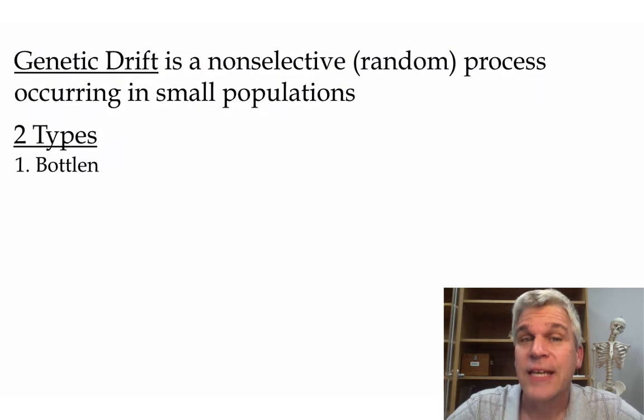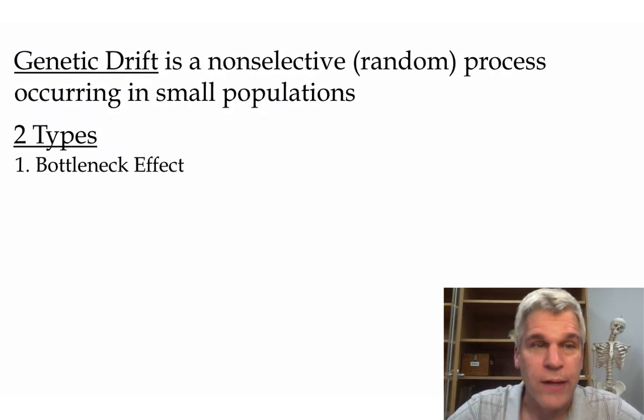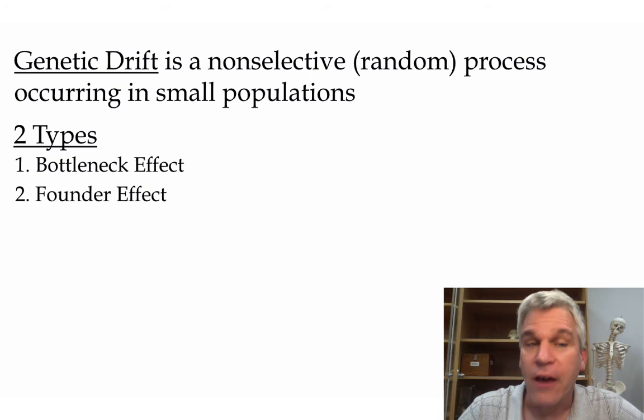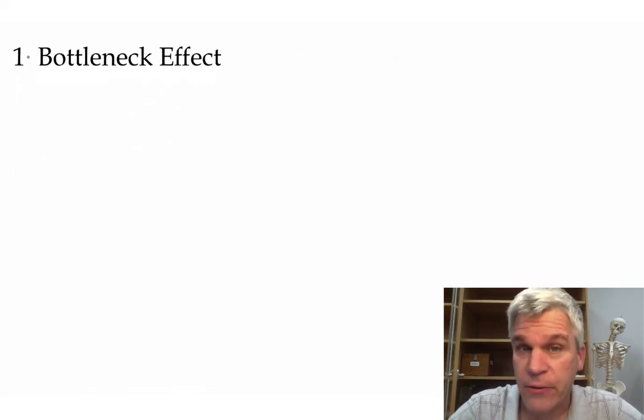Genetic drift is another non-selective or random process that can occur in small populations. Now, we're going to take a look at two types. The first is called a bottleneck effect. The other is the founder effect. So let's start off with the bottleneck effect.